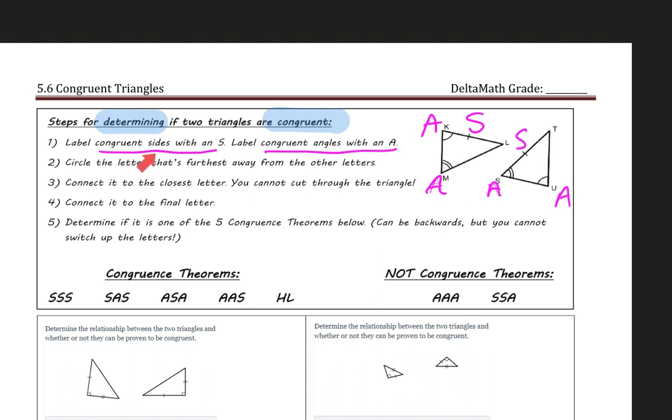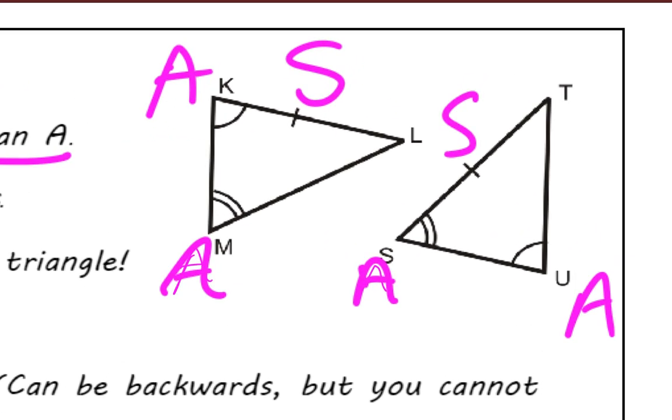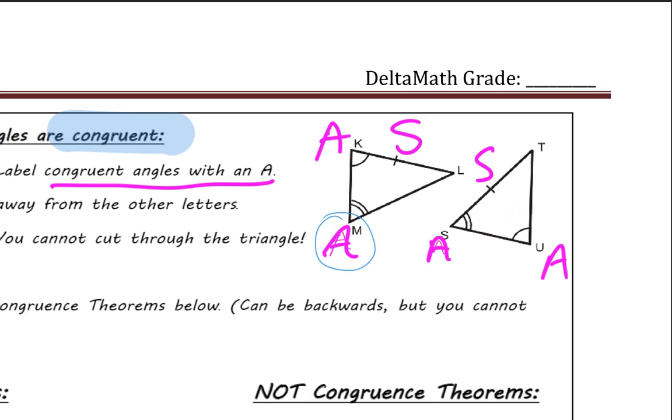Next, circle the letter that's farthest away from the other letters. Looking at this figure, this one's in the middle. The farthest away would be this one right here, and this is also the farthest away, so we can start on either end. Say I started with this one right over here. I circle the farthest one away.